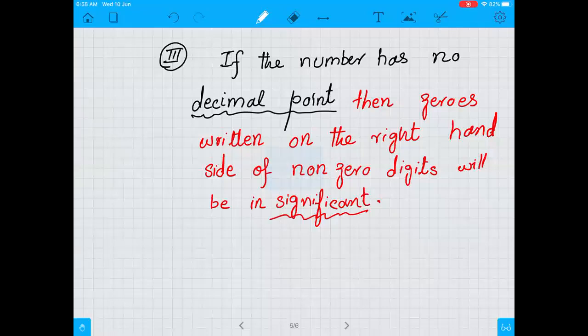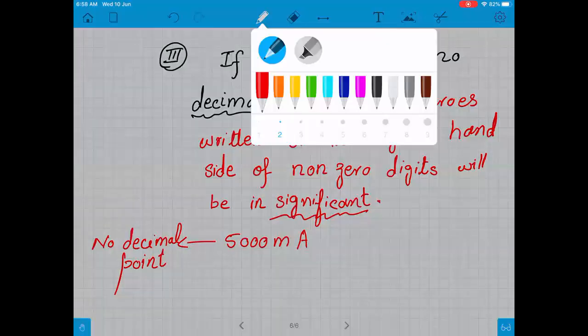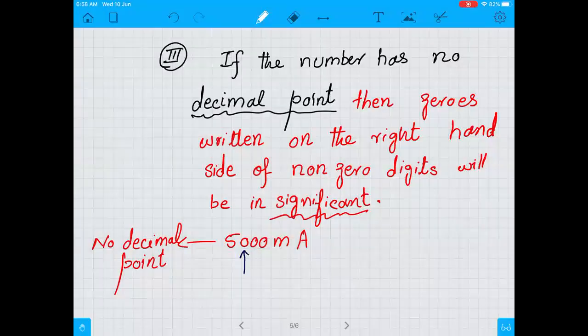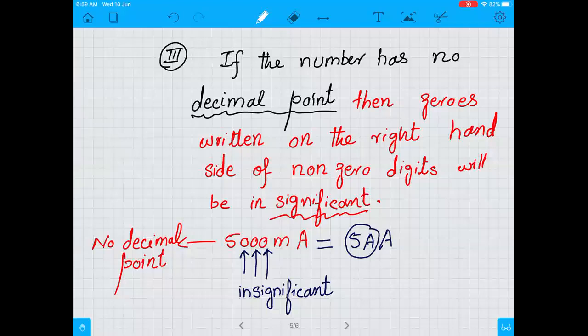Now let's suppose you have a number 5000 milliampere. You see there is no decimal point in this number. The number has no decimal point, and three zeros are on the right of this non-zero digit. Now, what is the principle? By principle, these three zeros are insignificant, which means that they were not given by the instrument. Now, if you convert the unit to ampere, then this current would become 5 ampere. So these zeros, which are on the right of a number, are insignificant because the number has no decimal point. So if you write zeros on the right of a number without putting a decimal point, then the zeros are insignificant.